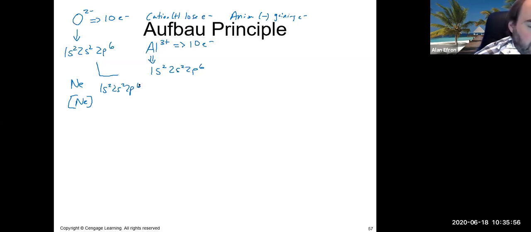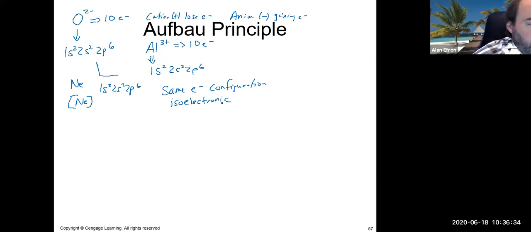Now, all 3 of these guys, the oxygen with a -2 charge, the aluminum with a +3 charge, and the neon with no charge, they all have the identical electron configuration. Things that have the same electron configuration is what is known as being isoelectronic with each other. So things that have the same electron configuration are isoelectronic with each other.